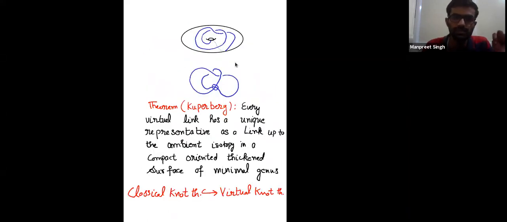Here is just an illustration. We have a knot diagram in the torus, and if we take a projection onto the plane, we see that we have a crossing which is actually not a real crossing in the torus. This crossing is due to the genus of the surface. It was proved by Kuperberg that every virtual link has a unique representative in a minimal genus surface up to ambient isotopy. This basically means that classical knot theory is a subcase of virtual knot theory.